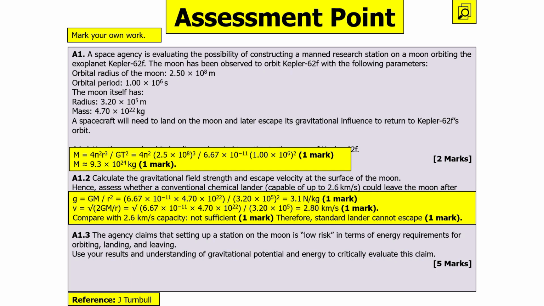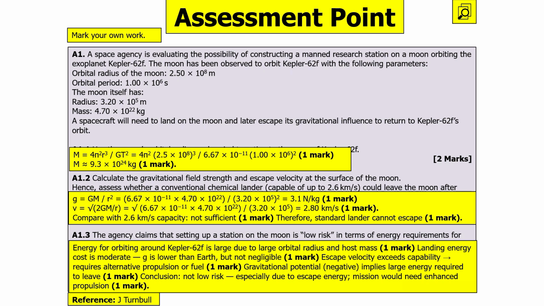We then know that v is going to be equal to the square root of 2GM over r. So we work it all through, pop in all the values, and we get our answer out to be 2.80 kilometers per second. Now, when we compare this with the capacity of 2.6 kilometers per second from the chemical lander, it's not sufficient. So it couldn't actually be greater than the escape velocity we've just previously calculated. So therefore, the standard lander cannot escape.